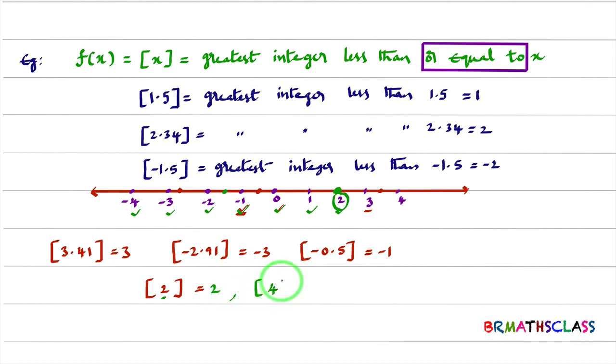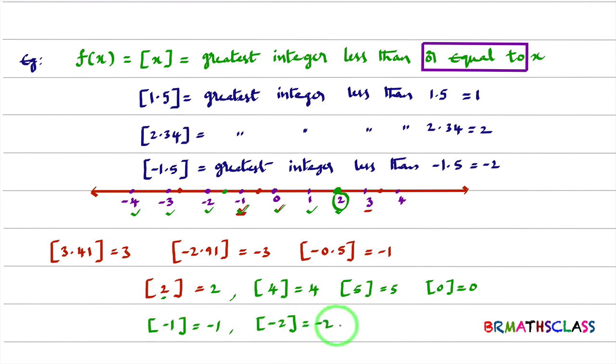Whenever integer is there, its answer is integer only. Step 4 is 4. Step 5 is 5. Step 0 is what? Step 0 is 0. Step minus 1 is what? Step minus 1 is minus 1. Step minus 2 is what? Minus 2. Okay.